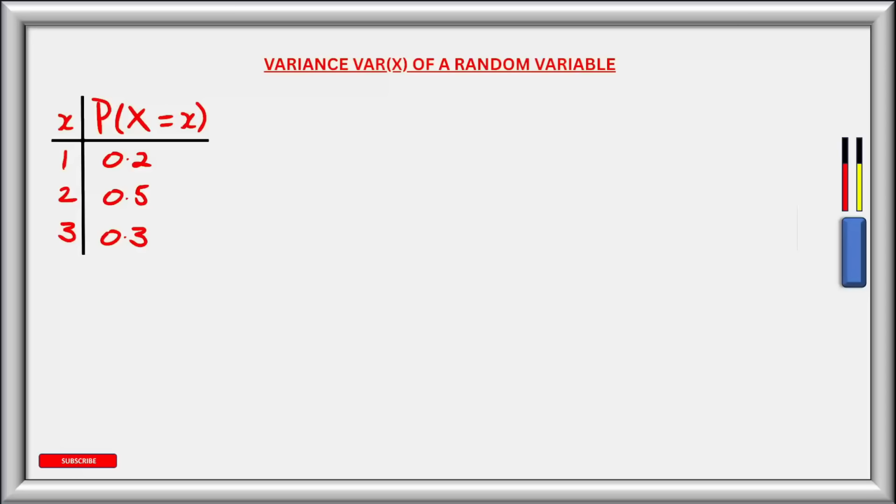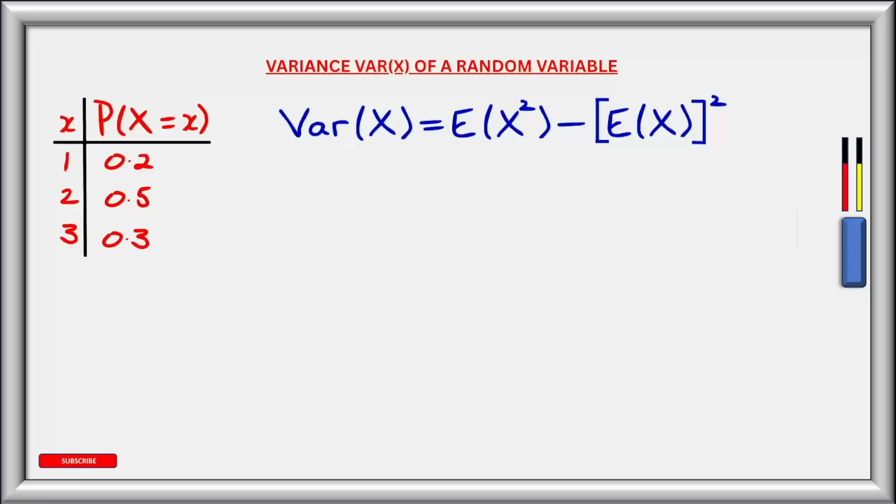Now let's use a worked example to show how we calculate the variance of a random variable. So using this probability distribution shown in the table, we have the probability that the outcome is 1 is equal to 0.2, the probability that the outcome is 2 is 0.5, and the probability that the outcome is 3 is 0.3. So to find the variance, let's apply the formula where the variance of X is equal to the expected value of X squared minus the square of the expected value of X.